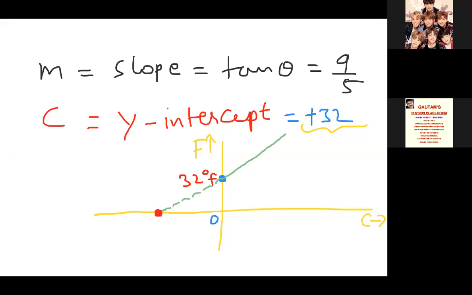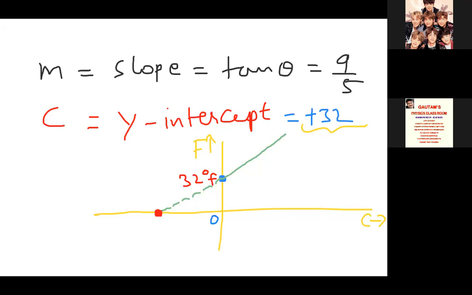So what is the value of the x-intercept? On the x-axis we are taking centigrade, on the y-axis Fahrenheit, and where it touches the y-axis, that is called 32 degrees Fahrenheit. And okay, I will see about the x-intercept a little later.